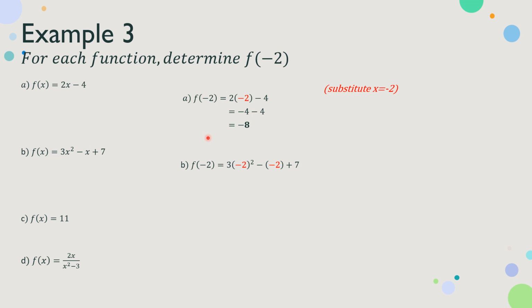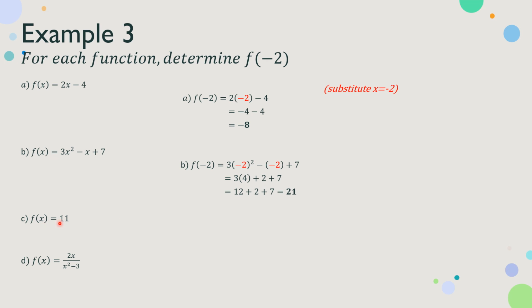So there is our substitution. We have 3 times negative 2 squared minus a negative 2, that's going to become a plus, and then plus 7. Okay, negative 2 squared is 4, so we have 3 times 4 plus 2, remember because there's 2 negatives, and then plus 7. So 12 and 2 and 7 give us 21, so the value of this function would be 21 when x is negative 2.